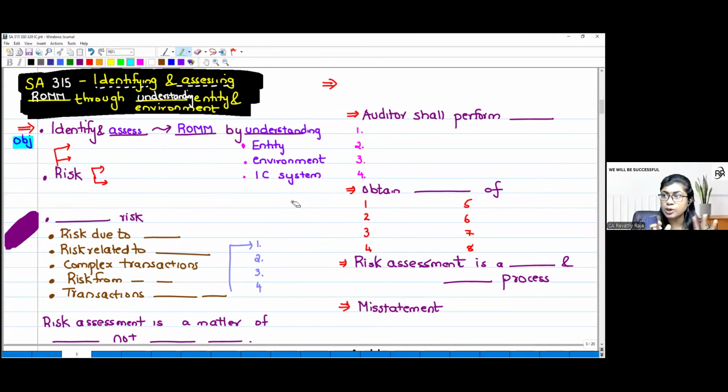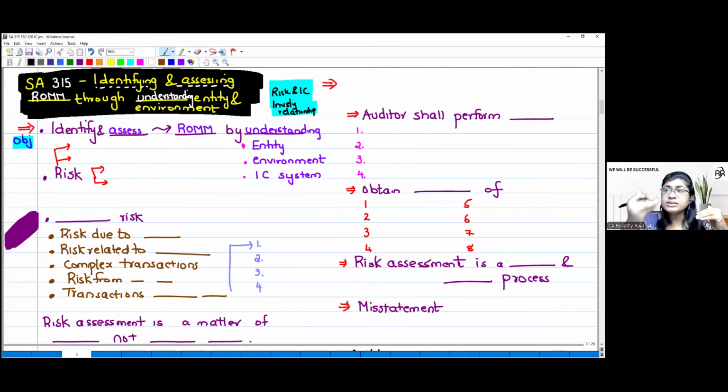Can someone say the relationship between risk and internal control? Are they directly related or inversely related? Risk and internal control are inversely related. If control is less, risk is high, so in that area we will perform more. If internal control is weak, risk is high, and in that area you will perform more audit procedures. That is the SA 330 response.